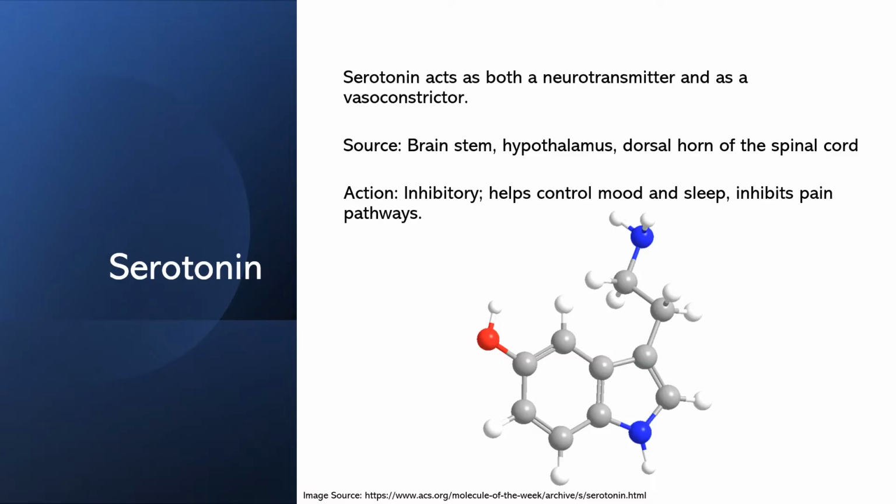Serotonin is made from the essential amino acid tryptophan. An essential amino acid means it can't be made by your body. It has to be obtained from the foods you eat.